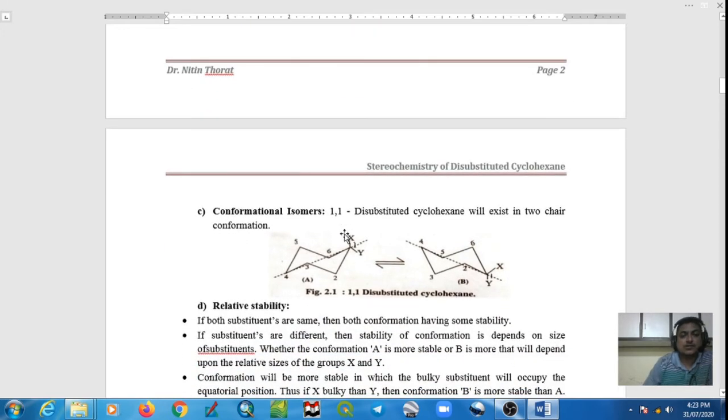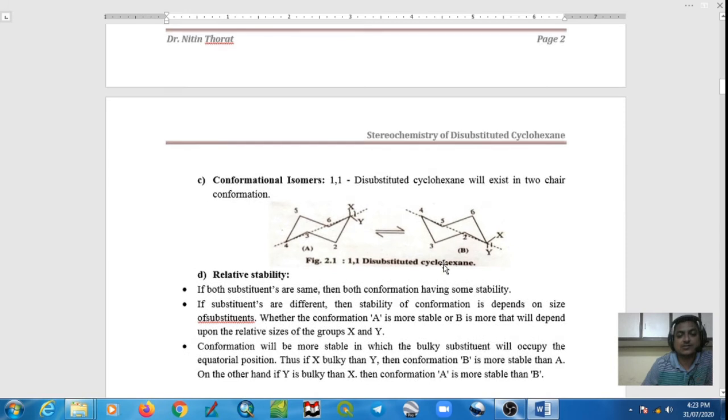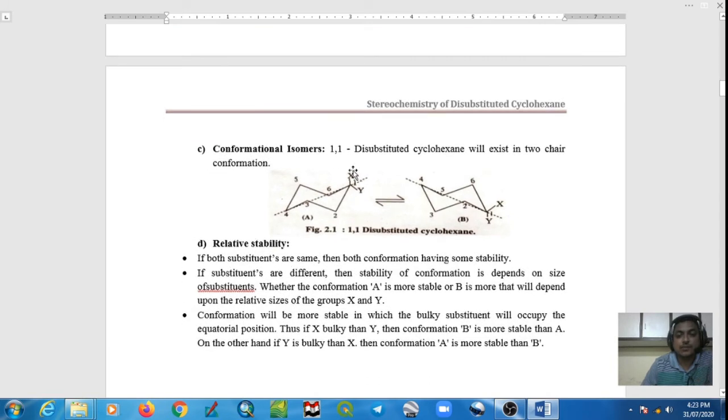Let us talk about its conformational isomers. In case of 1,1-disubstituted cyclohexane, two chair conformations are possible. So which is more stable? Let us talk about its relative stability. If x and y are the same, meaning both substituents are the same, then both conformers have the same stability. If x and y are different, then which conformer is more stable depends upon the size of x and y.